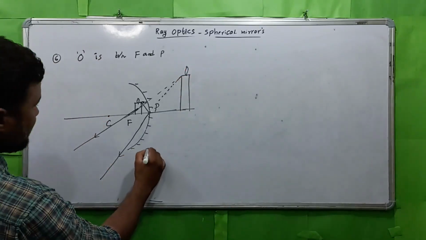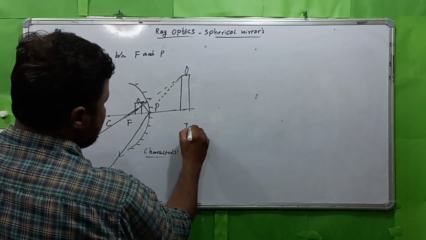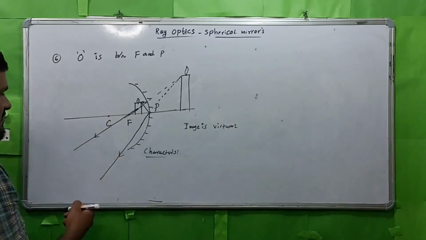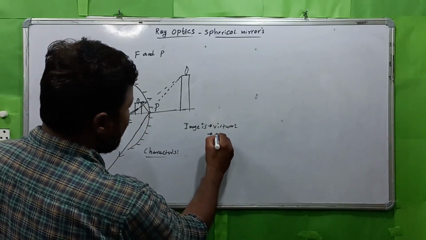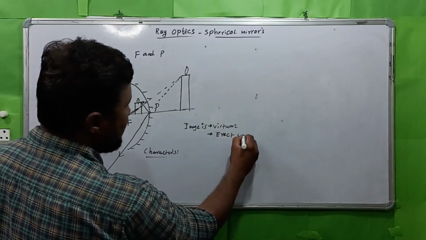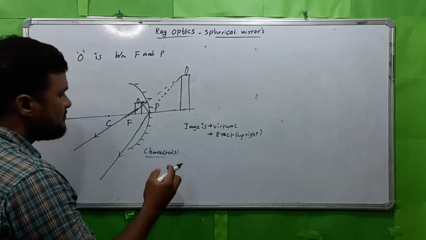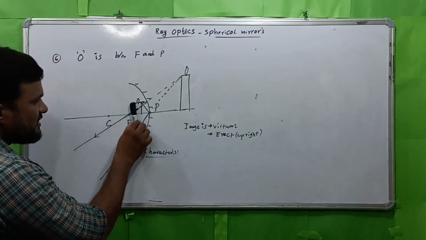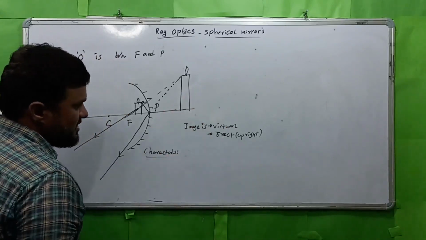If I write the characteristics, the image is a virtual image. A divergent beam of light always gives a virtual image. Image is virtual and erect. Erect means upright. Real images are inverted. Virtual images are upright, erect. As usual, this is the object, this is the image, upright. So no inversion takes place.